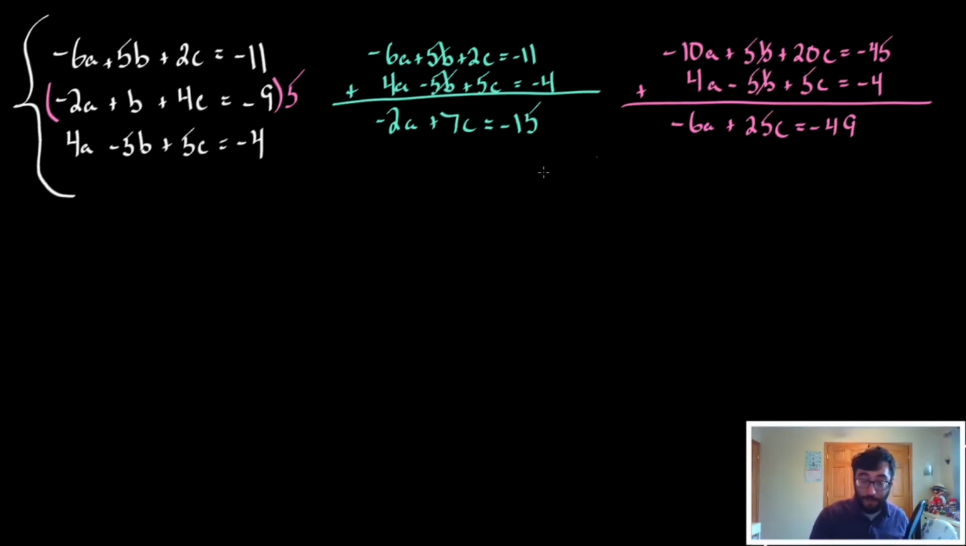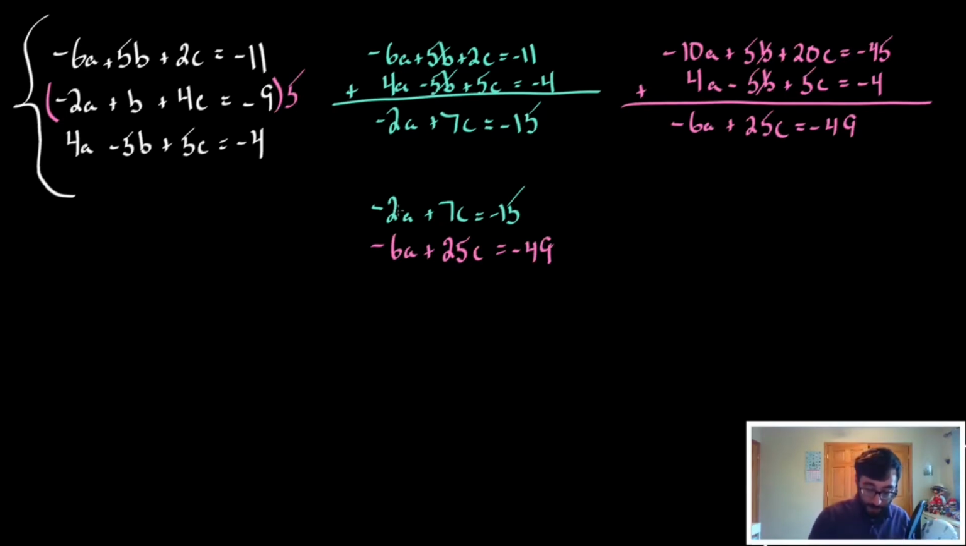So now I have these two new equations here, and this creates a new system. If we wrote them on top of one another, -2a plus 7c is equal to -15, and -6a plus 25c is equal to -49. I now have a new two variable system that I could use. Now you could use either substitution or elimination from this point. I'm going to use elimination once again because it would be a little challenging to use substitution. I'd be left with fractions, which I'm going to try to avoid if I can.